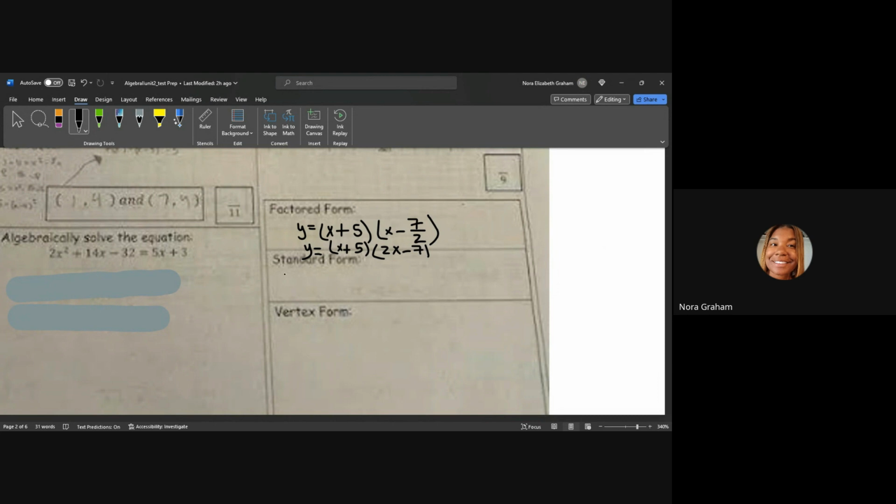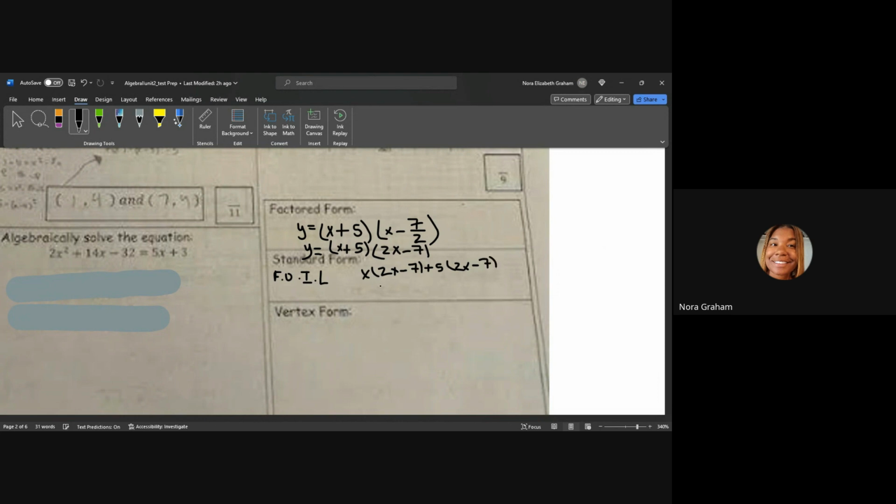Now for my standard form, I'm just going to use FOIL to find my standard form. I know a lot of people like first, outer, inner, last, FOIL differently. What I like to do is take my first term and multiply it by everything in my second binomial, 2x minus 7. And then everything for my second one, plus 5, multiply it by all my second binomial, 2x minus 7.